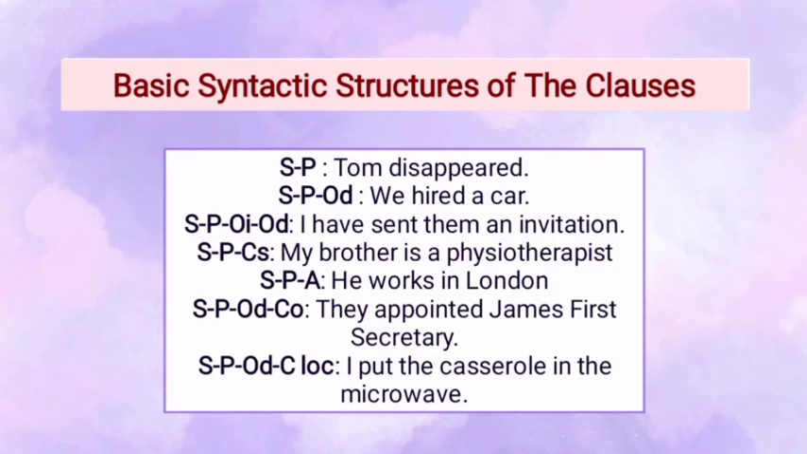Subject, predicate, adjuncts: he works in London. Subject, predicate, direct object, complement of object: they appointed James for secretary. They is subject, appointed is predicate, James is direct object, for secretary is complement of object.